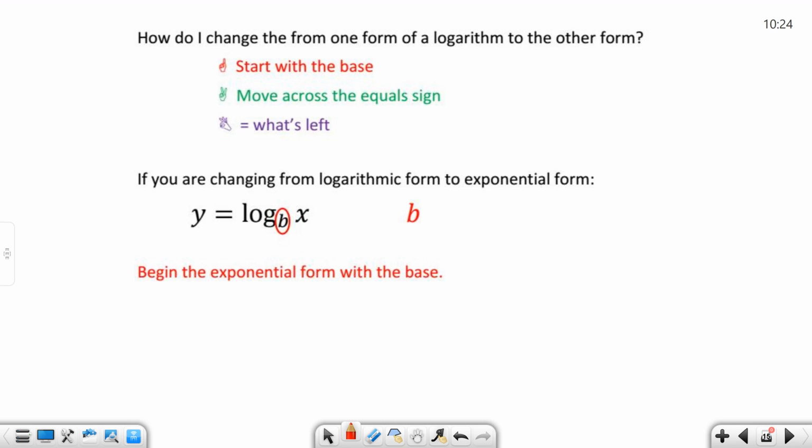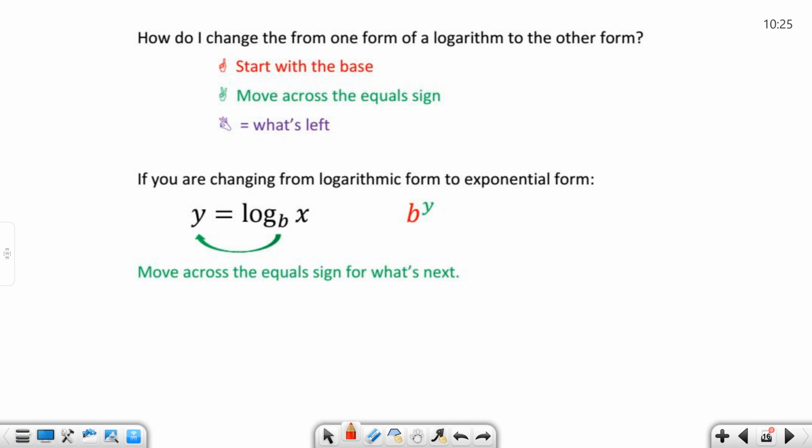If you're changing from logarithmic form to exponential form, the first thing I'm doing is getting rid of the log. No more log. And I start with the base b. So I'm trying to write it as b to some power equals something else. Then I move across the equals. So I start with the base and I move across the equals. And the only thing over here is y. That's where this y comes from, okay? So b to the y, and then equal what's left.